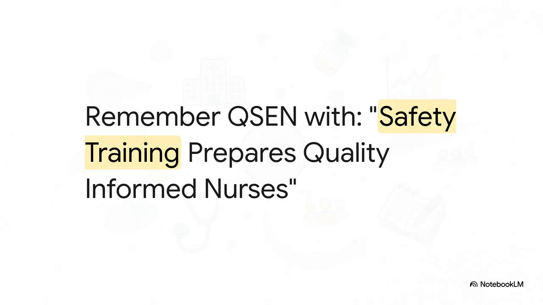Okay, get ready to tattoo this on your brain for the NCLEX. To remember the 6 QSEN competencies, just remember this sentence. Safety training prepares quality-informed nurses. See? Safety, teamwork, patient-centered, quality improvement, informatics, and EBP for evidence-based practice. You got this. Lock it in.